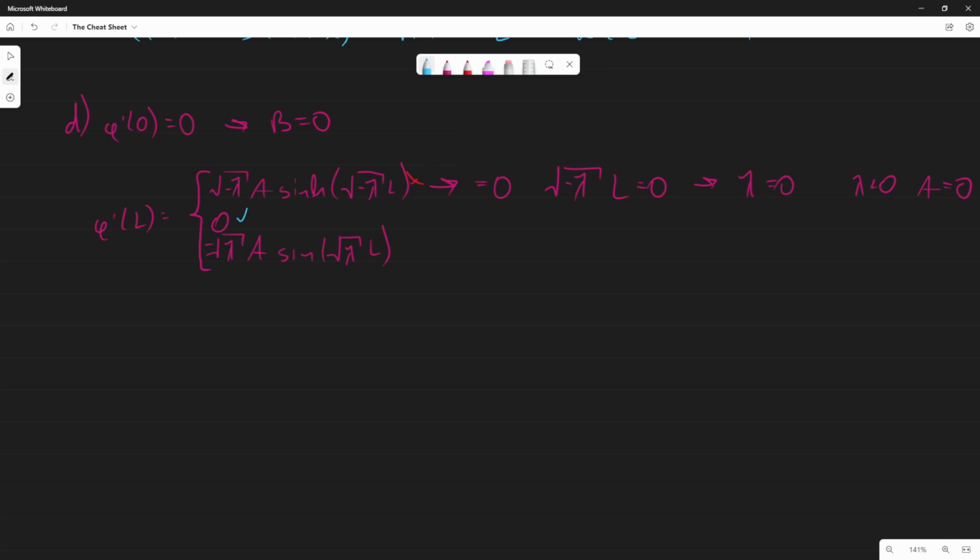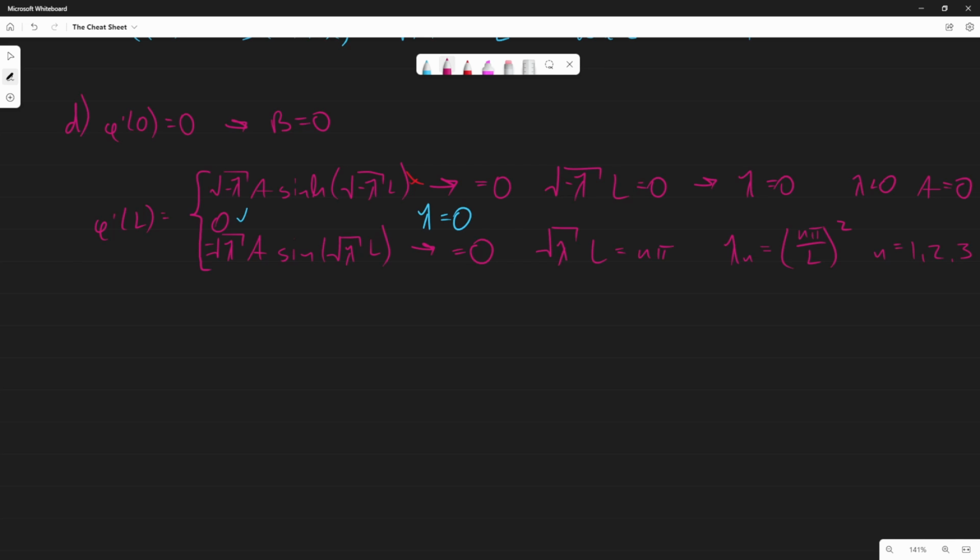The second one, however, this is already true. 0 is already equal to 0. So that's a valid solution. So we know that lambda equal to 0 is a solution. So the last one, let's see what we get. For this equal to 0, we want sine of the square root of lambda times L to be equal to 0. And the only way that's true is if the square root of lambda times L is equal to n pi, thus giving us infinite solutions of lambda of n equaling n pi over L quantity squared, where obviously n is positive integers.